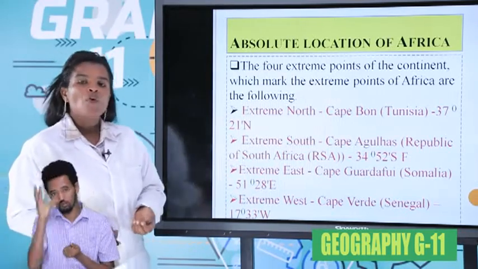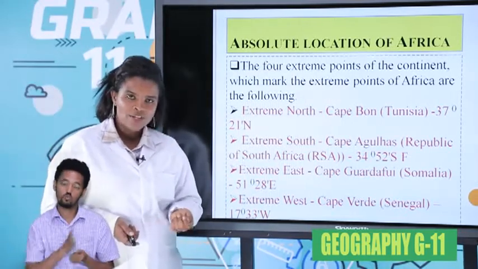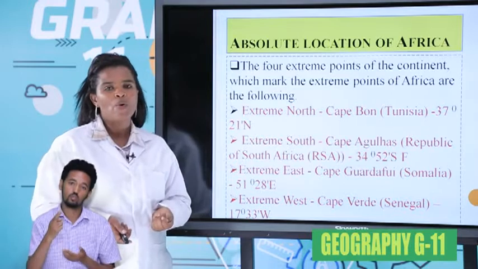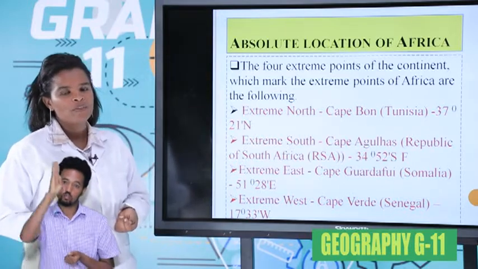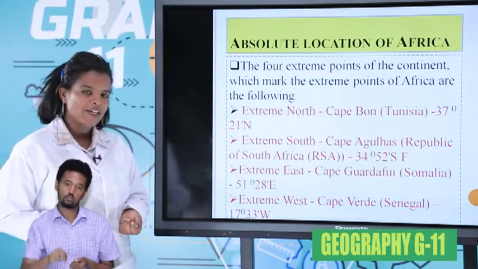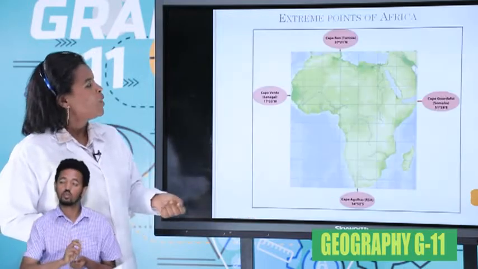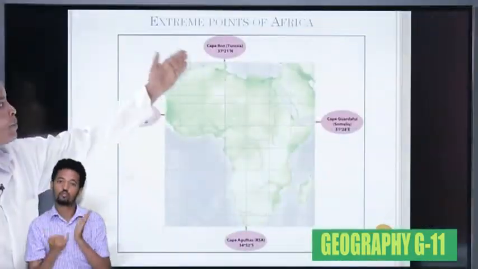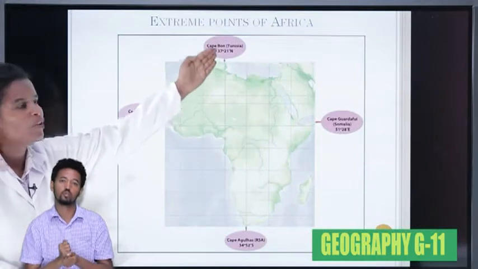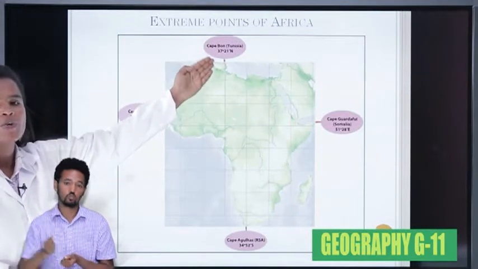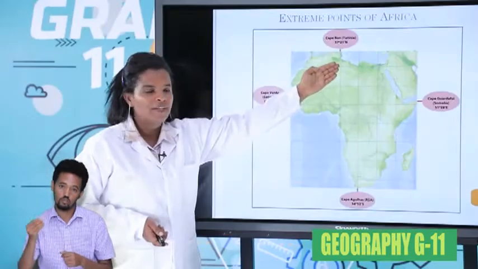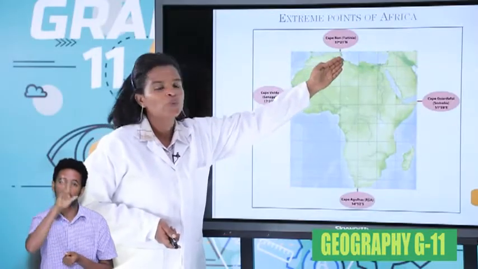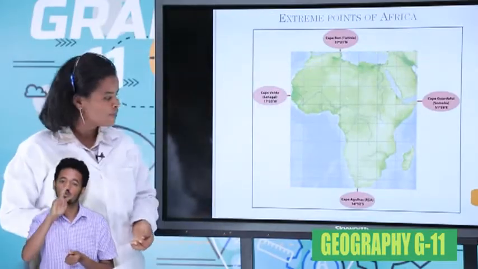Africa has 4 extreme points. These are the north extreme point, the south extreme point, and the east and the west extreme points. When we see the north extreme point of Africa, Cape Bon, found in Tunisia, is located at the northern extreme point of Africa at 37 degrees 21 minutes north.